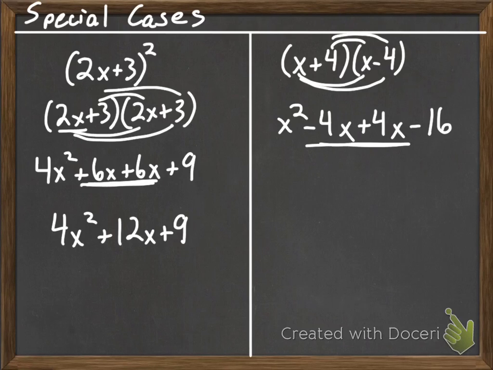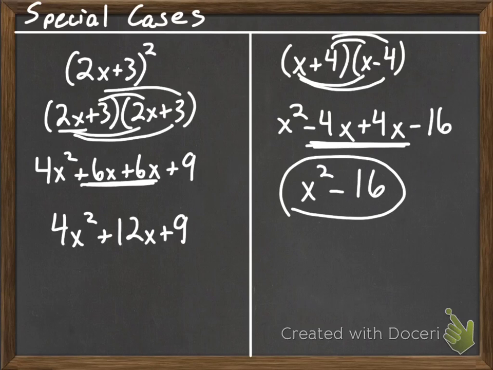We look in the middle, because that's where there's a lot going on whenever we add and subtract, and we see that we have a negative 4x plus 4x. Well, those are going to cancel out. So we get x squared minus 16. So what we have left is just the first term and the last term from above. So there are shortcuts whenever you see these special cases, and that's what the next slide shows you.